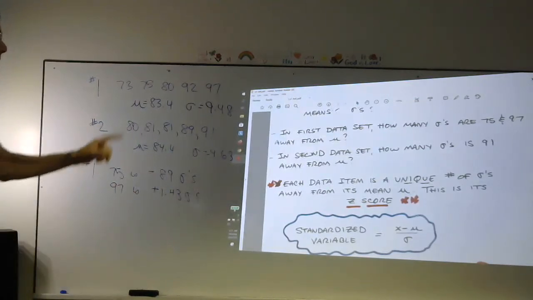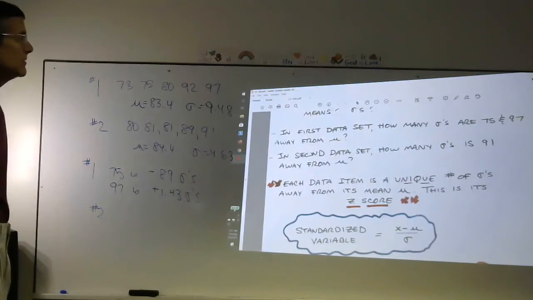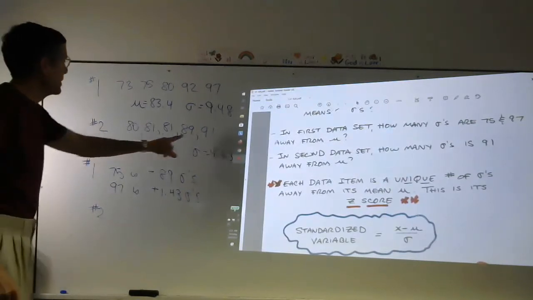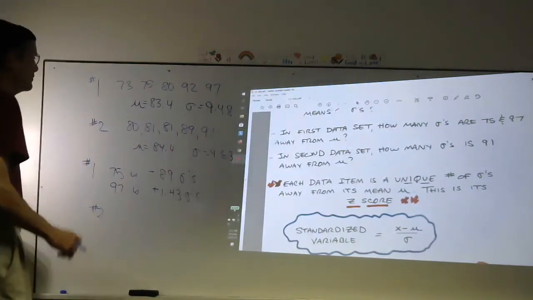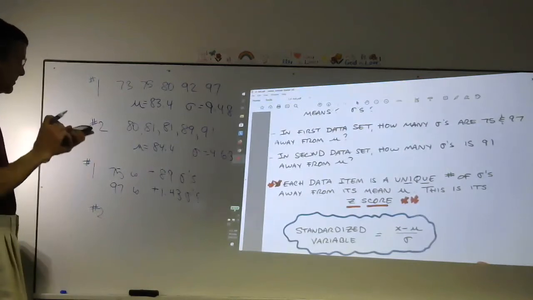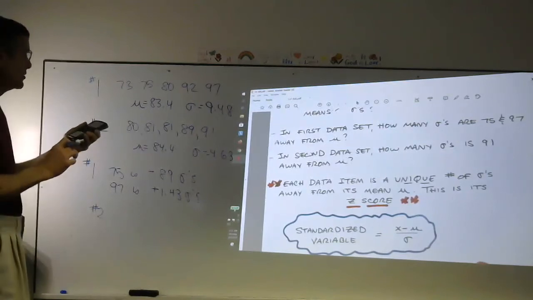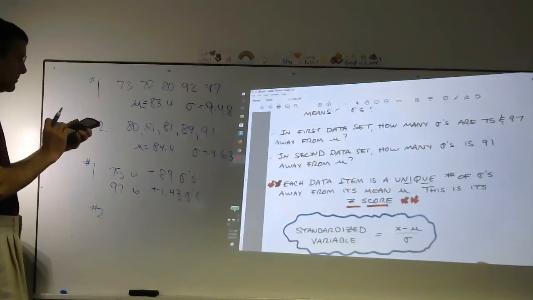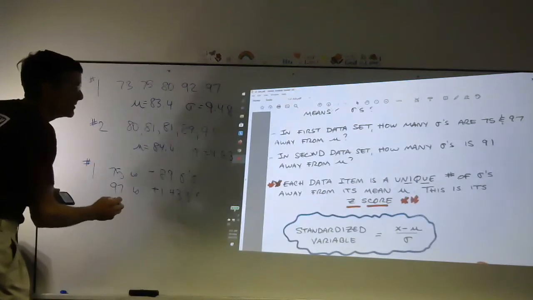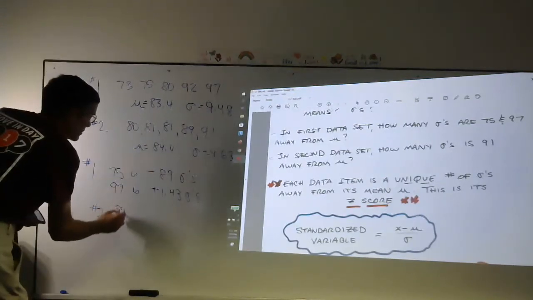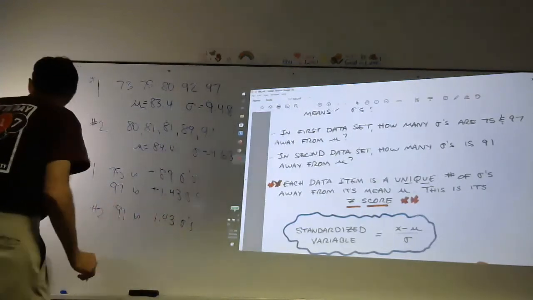All right. In the second data set, let's go to data set number 2. How many standard deviations is 91 away from the mean? If you take 91 minus 84, that would be 7, so it must be 6.6. And I divide by the standard deviation of 4.63, and I get 1.43. So 91 in the second data set is 1.43 standard deviations away from the mean.